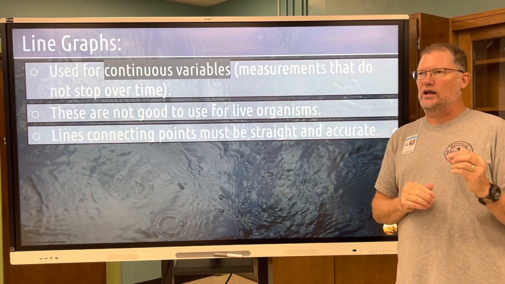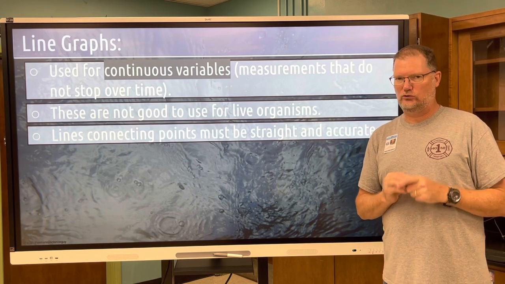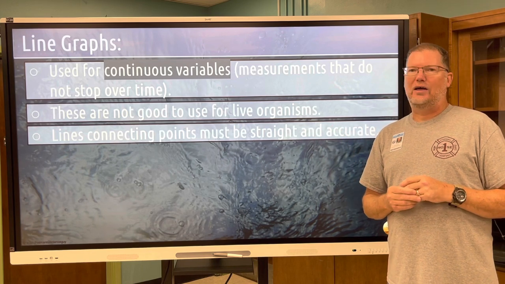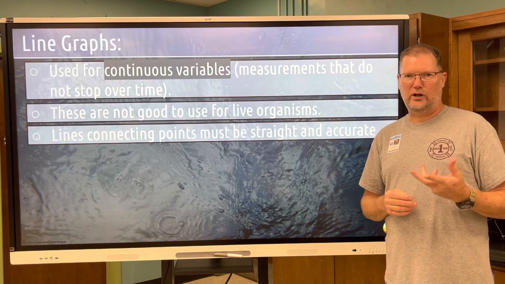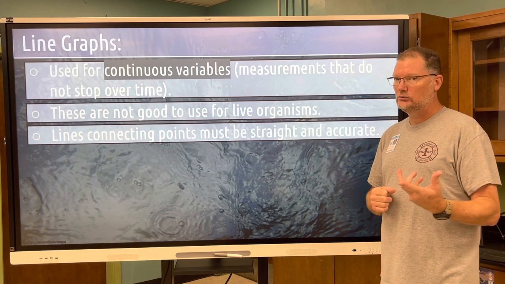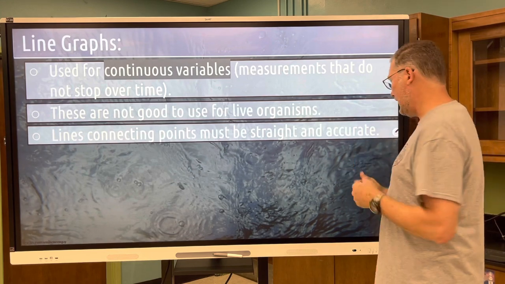If they must be straight, what do you think you're going to be using to make those straight lines? Certainly not freehand, not the edge of a textbook, okay? It's gotta be something rigid and probably clear and has graduations on it. A ruler, exactly, okay?